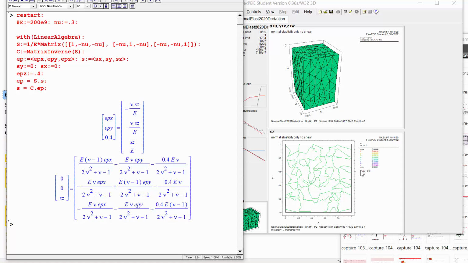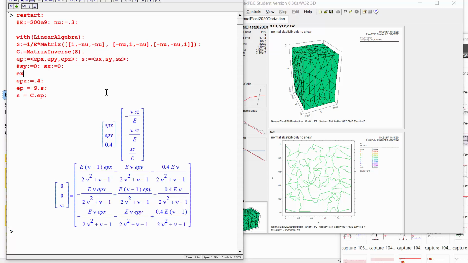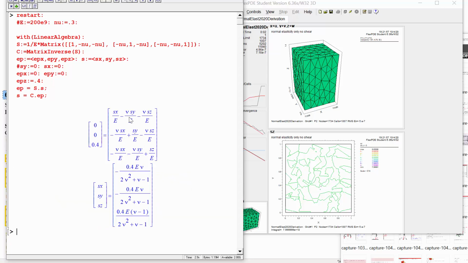What about if we do something different? Can we explore this maybe by fixing the other dimensions? Yes. So if we instead make epsilon x equal to 0 and epsilon y equal to 0, so we stop it from straining in the other dimensions. Now, the first formulation is not so obvious what the z stress is going to be, but the z stress is directly determinable from the second one.